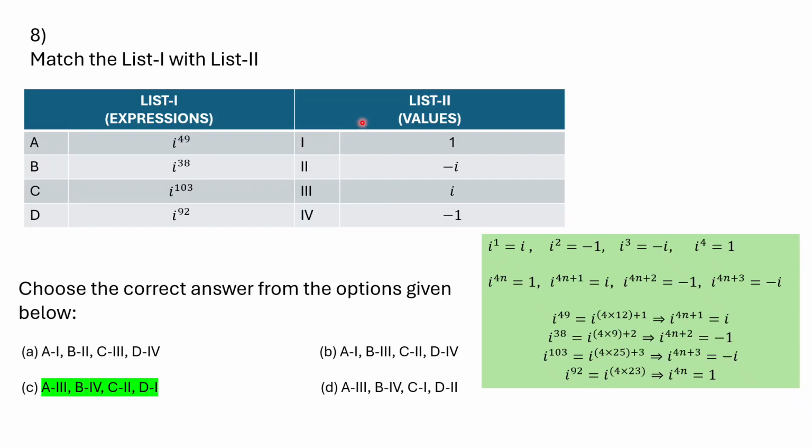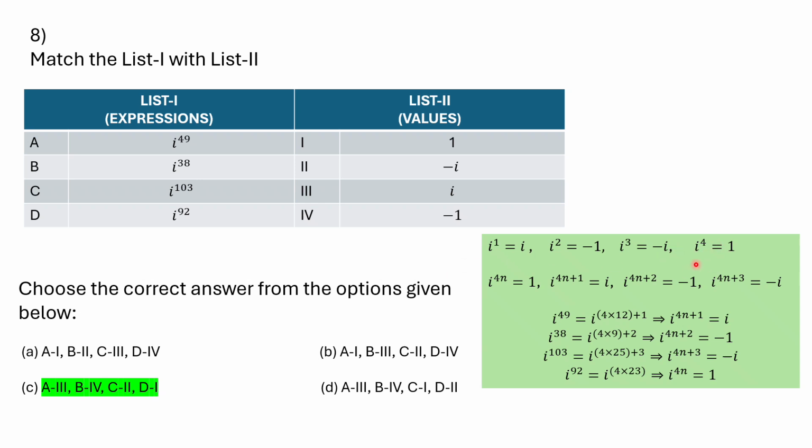Then we match 1 and 2. Here are the expressions. Here is the value. So iota to the power 49, iota to the power 38, and so on. We know that iota to the power 1 is equal to iota, obviously. Iota square equals minus 1. Iota to the power 3 equals minus iota. Iota to the power 4 equals 1.